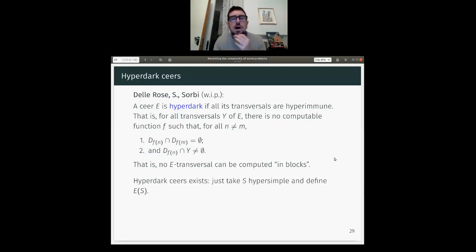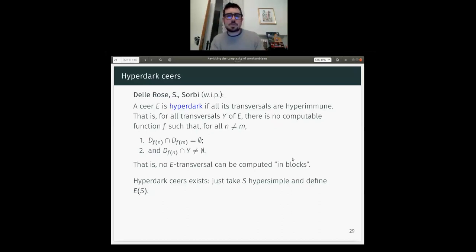Okay. So hyperdark spheres exist, and the idea is immediate. It just follows from the fact that there exists a hypersimple set. A set is hypersimple if it is c.e. and its complement is hyperimmune. They exist and are well studied in classical computability theory. So take the equivalence relation generated by this set. It will have one infinite class equal to S, and all the complement of S will be just singletons.